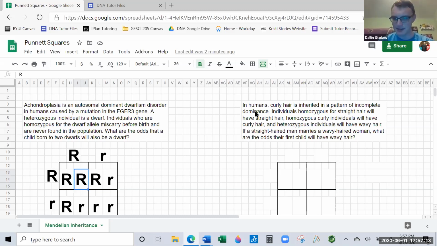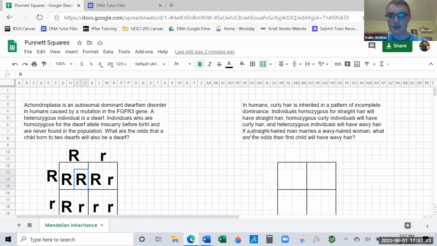So the way that I remember incomplete is paint buckets. It's a blend. We create a new phenotype that didn't exist before. There's a new color, or in this case, a new physical characteristic that didn't exist before. Wavy hair wasn't an allele. There wasn't an allele for wavy hair, but because the 2 alleles blended together, because neither one was strong enough to beat the other out, you got wavy hair.